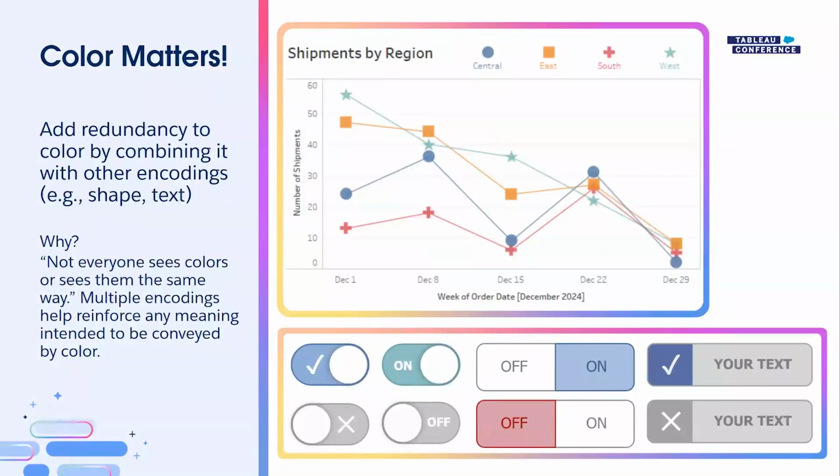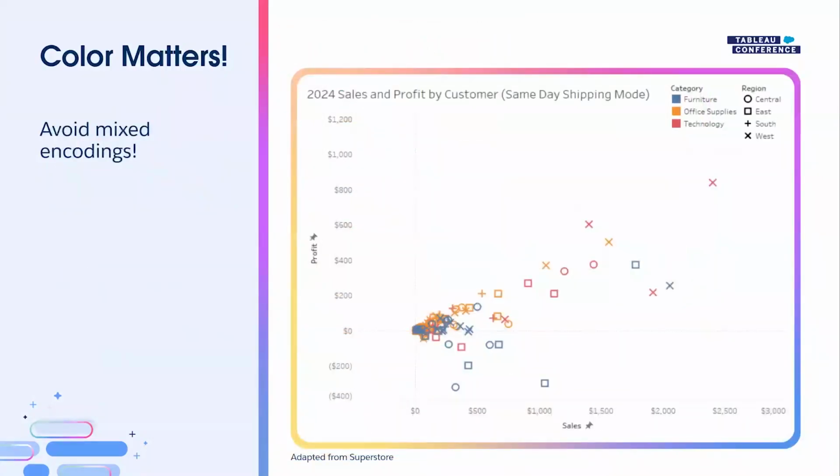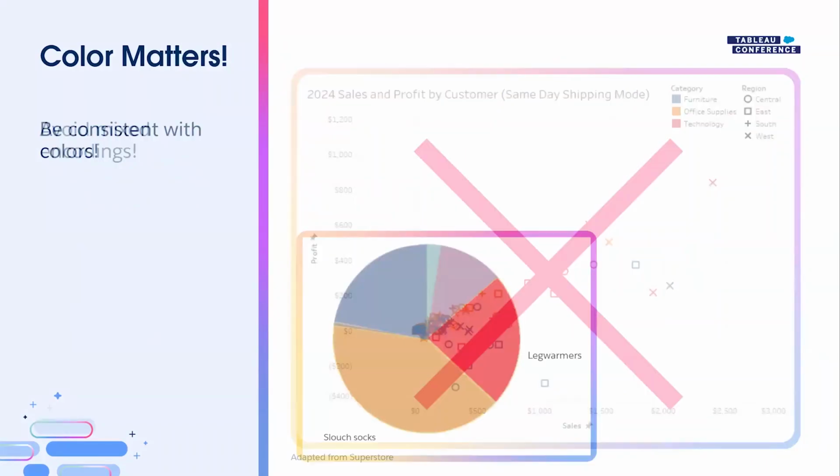So adding context through shape, size, text, whatever it is to reinforce what you're trying to convey through color, we call this reinforcement double or multiple encoding, has the potential to help all of your users. And when combining color or shape, you do want to be careful. Here we've applied color and shape to show different attributes of the data. That multiplies the number of options a person has to keep track of and can make a chart even more confusing. So just don't mix your encodings.